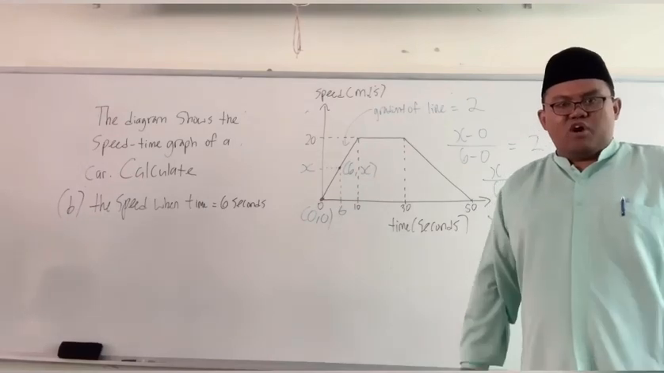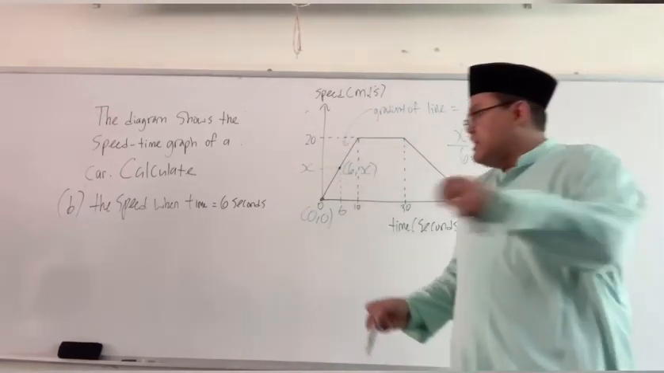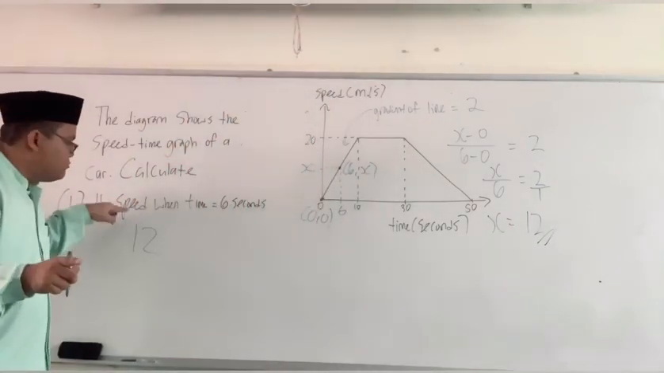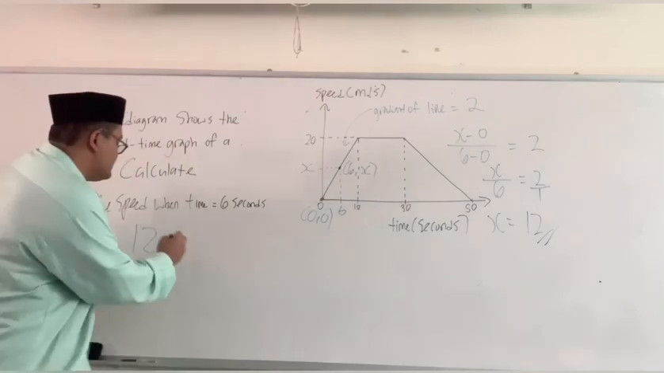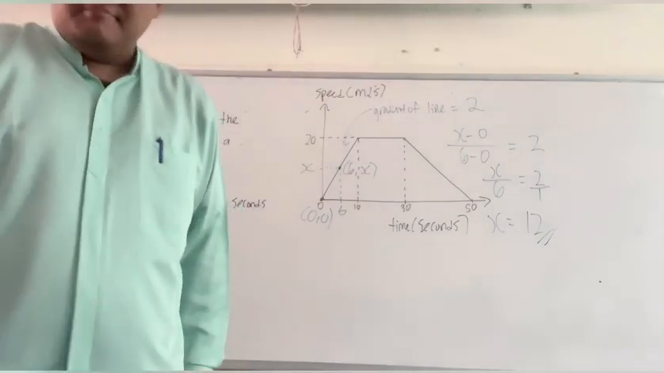Does it make sense? Of course. This is 20, so if this is 12, it's logical. Thus, the answer is 12. Do not forget unit. Speed. Speed is meter per second. Alright?